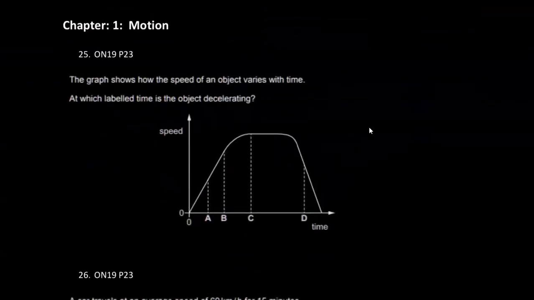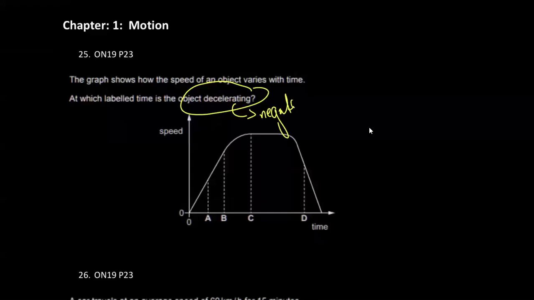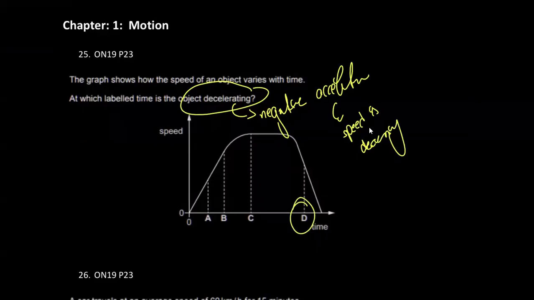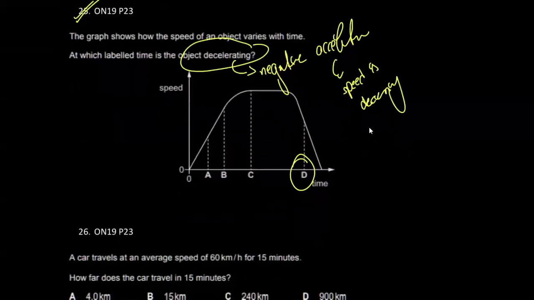Okay. The graph shows how the speed of an object varies with time. At which labeled time is the object decelerating? Decelerating means negative acceleration. Negative acceleration means speed is decreasing. So the answer is going to be D. The speed is decreasing, kiddos. Whenever you look at deceleration, deceleration means the speed is decreasing.